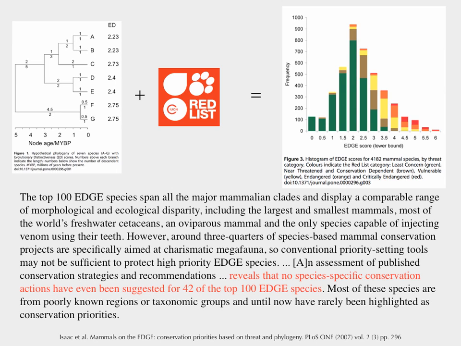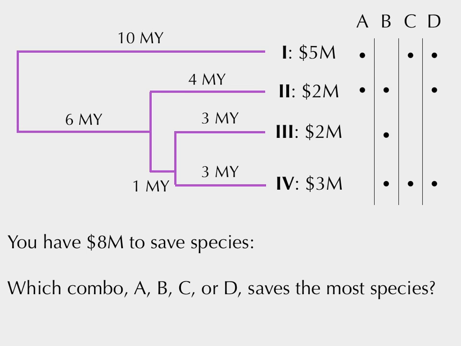All right, so now it's your turn. So I gave you $8 million to save species. Let's assume you want to save the most species. Which combination do you want? You can choose A, which is these two species. You can choose B, which is these two species, and so forth. And it has to equal $8 million or less. And this is a clicker question.